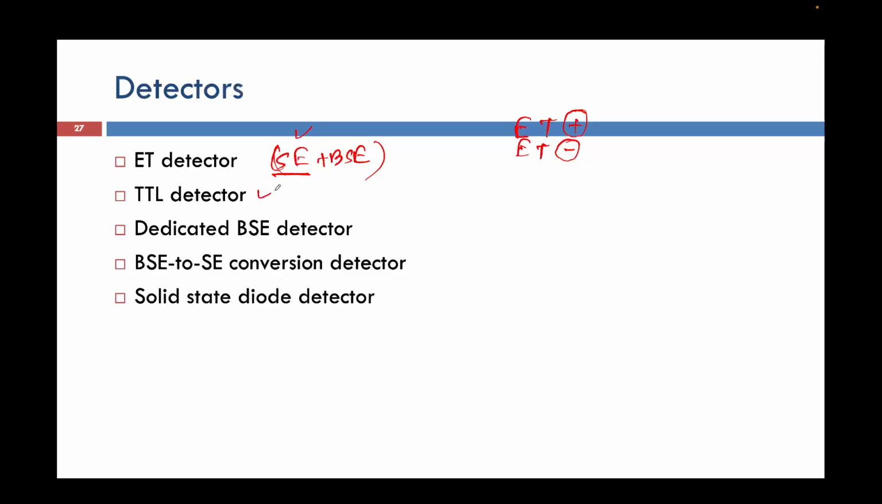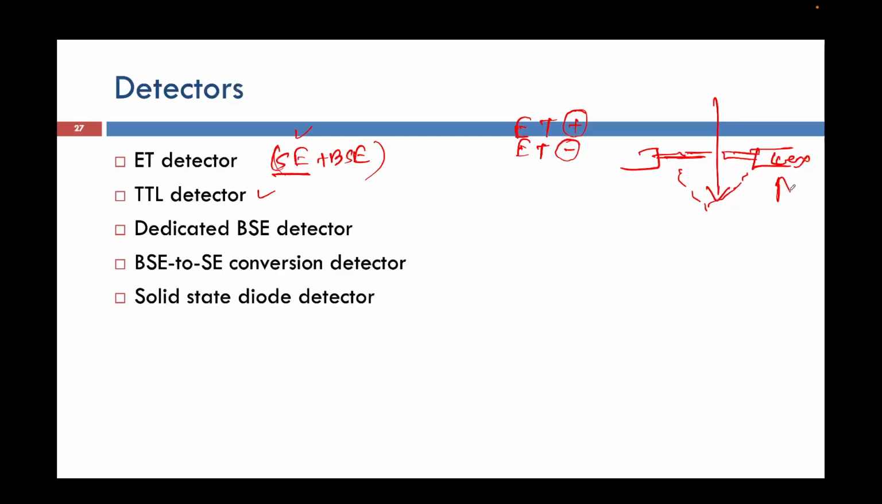And this is a TTL detector, that means through the lens detector. So this is the objective lens. When the beam comes, these detectors are placed like this here. This is the lens, so this is called the through the lens detector. Somewhat the schematic should be like this. There are also detectors dedicated to collecting backscattered electrons. Similarly, a backscattered electron to secondary electron conversion detector is also there.